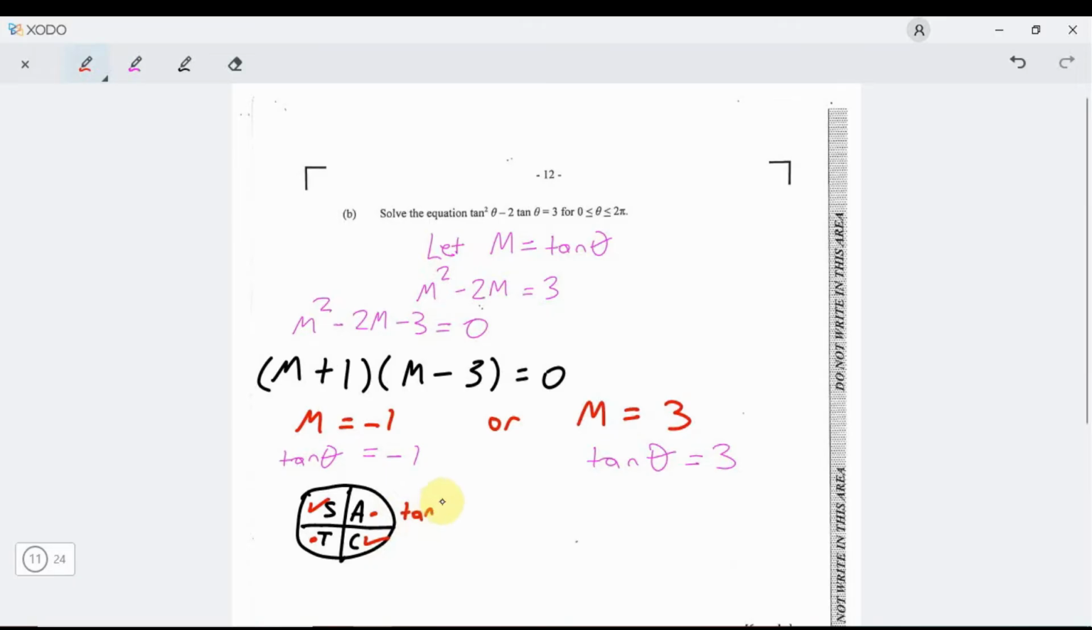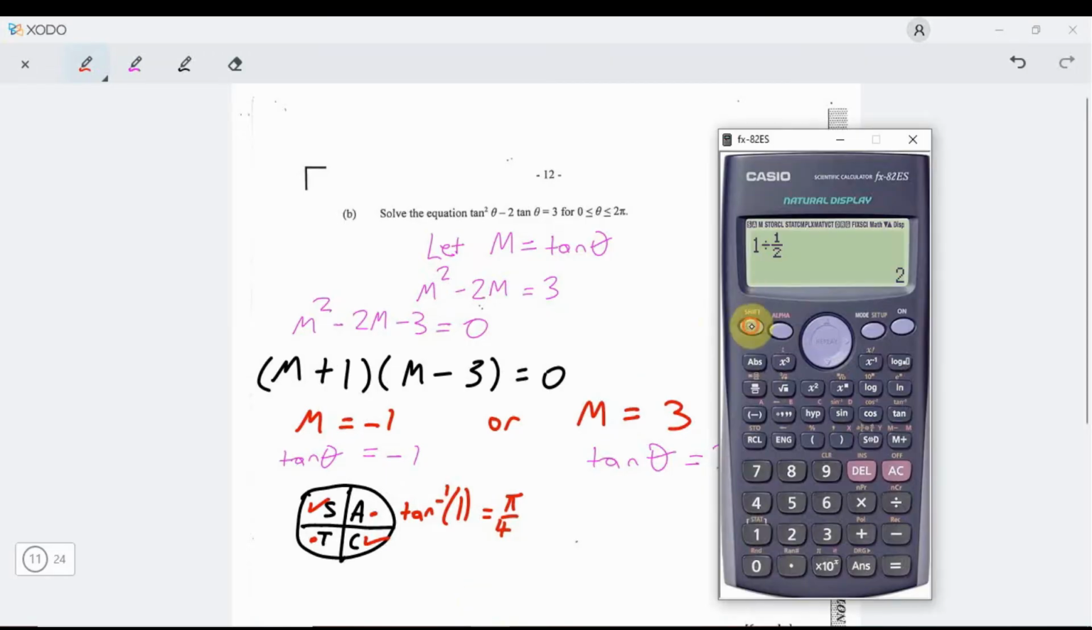First take tan inverse of 1, and tan inverse of 1 we know is pi over 4 in radians. If you don't remember, put a calculator in radians and do tan inverse 1, and you're going to get pi over 4. Right? So we all knew that. And if we didn't, that's okay. We have our calculators anyway.